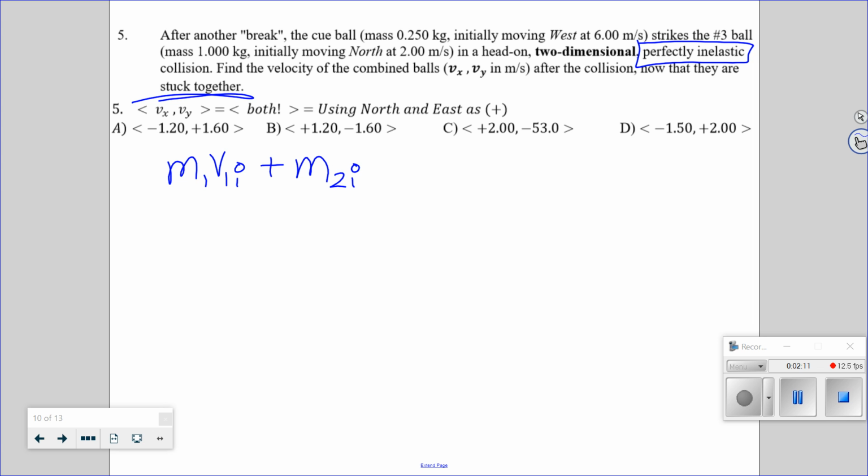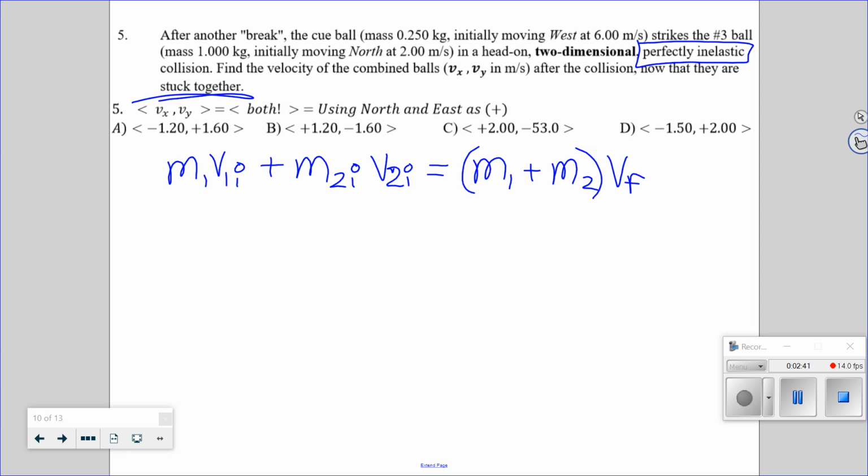starts out m1 v1 initial plus m2 v2 initial. You can start writing that down. Doesn't matter if you want to flip the sides, whatever. Make it your own. That's fine. But every single problem starts that way because momentum is going to be conserved. This is the special case where they stick together, and so they must have the same final velocity, so we can distribute ahead of time and just do v final. There's one vf at the end.